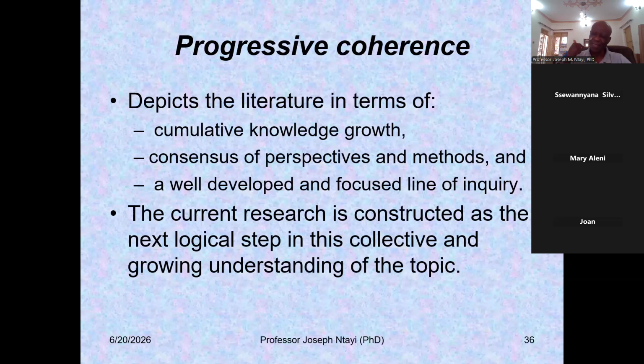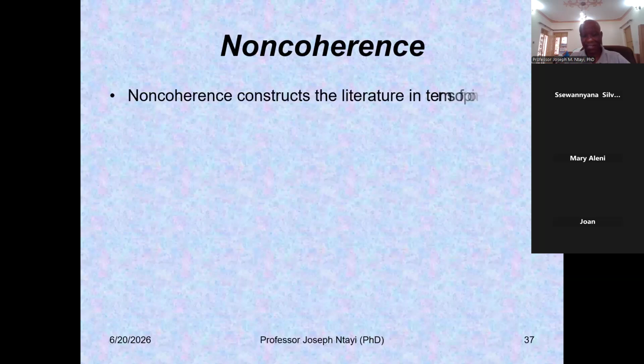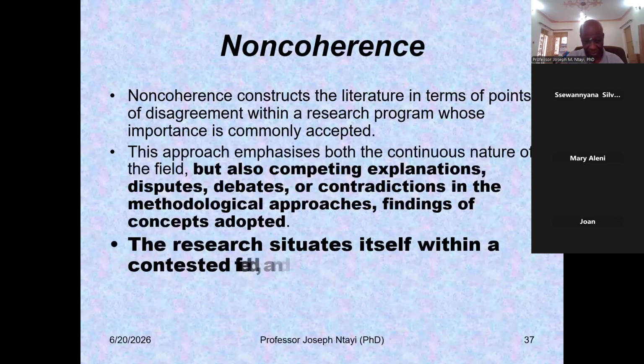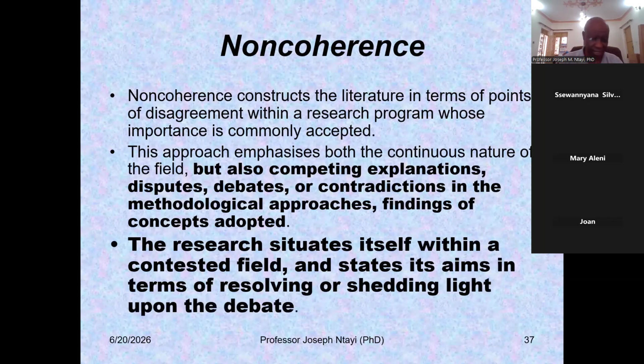So as you can see, the purpose of progressive coherence, ladies and gentlemen, is to position the current study as the next logical step in the growing understanding of this particular topic. So the literature review, therefore, tells a story of intellectual progress and it demonstrates how the proposed study contributes to cumulative knowledge growth, ladies and gentlemen. The third one that you need to also understand is non-coherence, ladies and gentlemen. And as you can see, non-coherence, again, let me just put all the information on this slide so that we shall leave it at once, and then problematize literature, right?